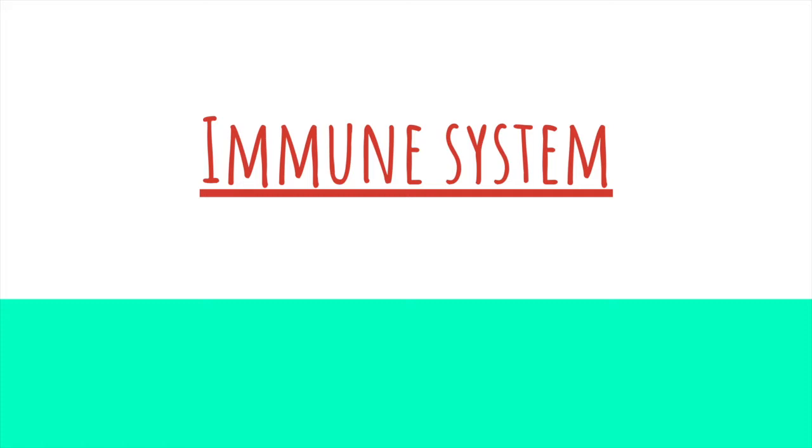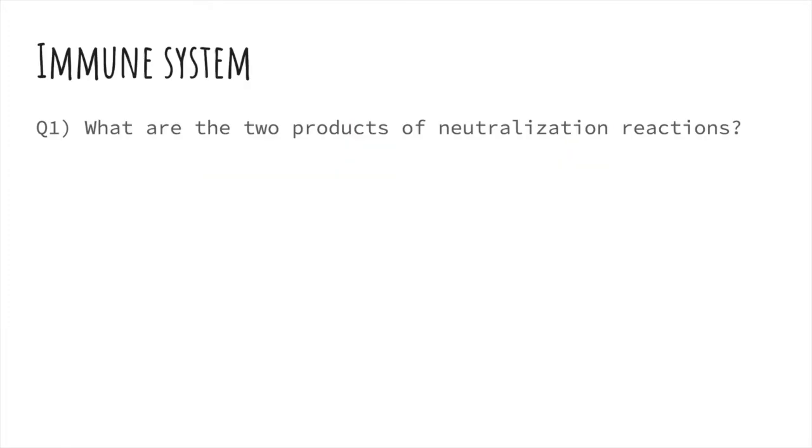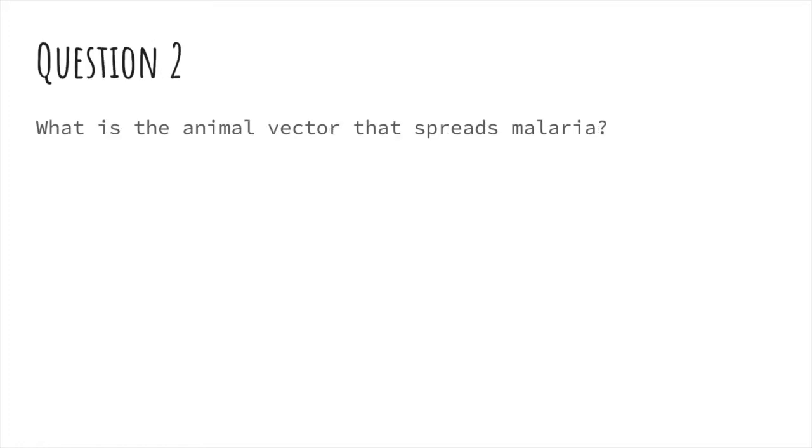So starting with our questions. First one, what are the two products of neutralization reactions? Thinking back to our last chemistry unit. 2. What is the animal vector that spreads malaria? Should be last lesson. 3. What causes the spread of communicable diseases? So that's the generic term, all those different ways that diseases can be spread. Collectively we call them what?